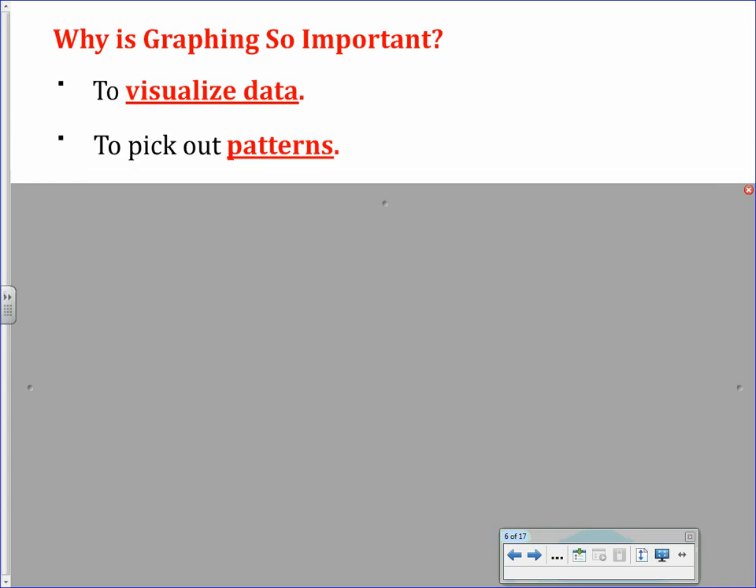Okay, the next one, to pick out patterns. I already said a pattern. What's another word that I went over? Another word for a pattern is trend. Yes, trend. Yes.